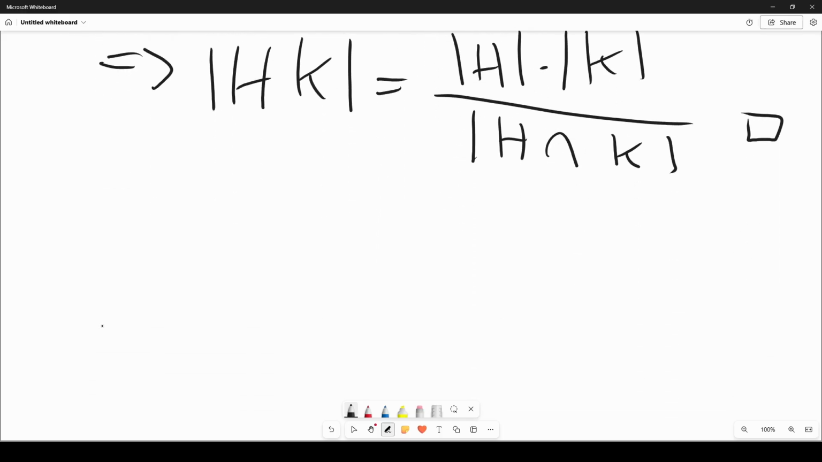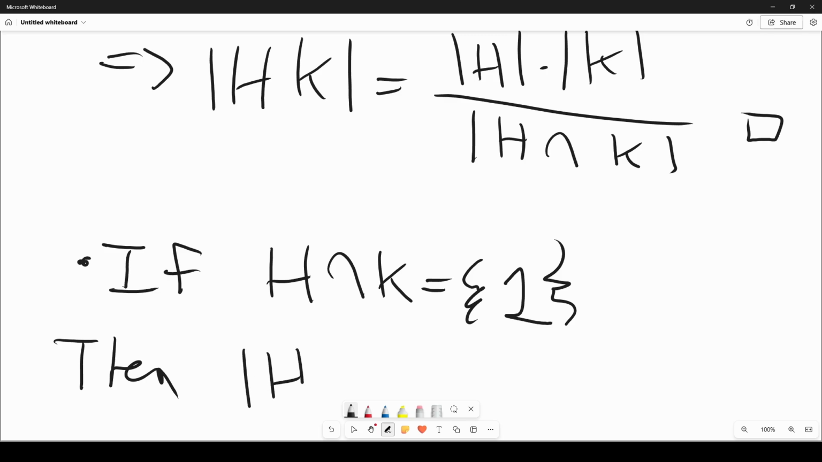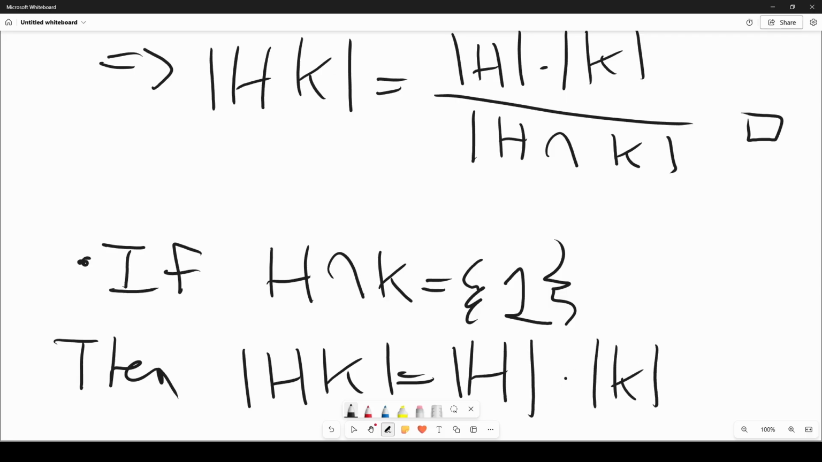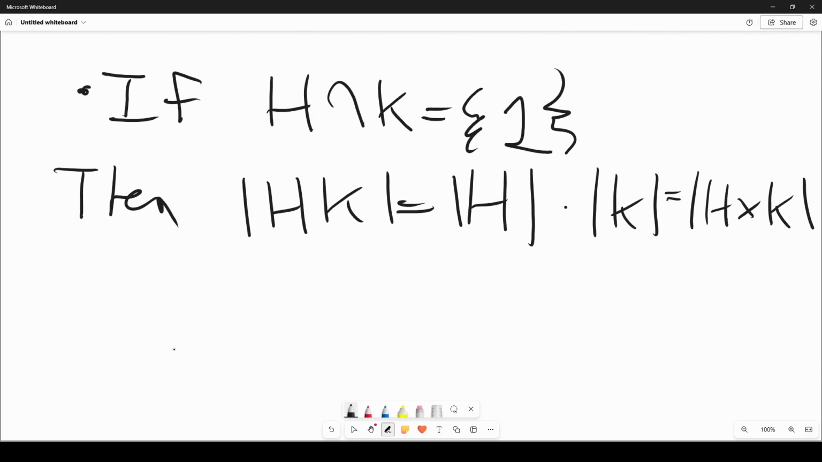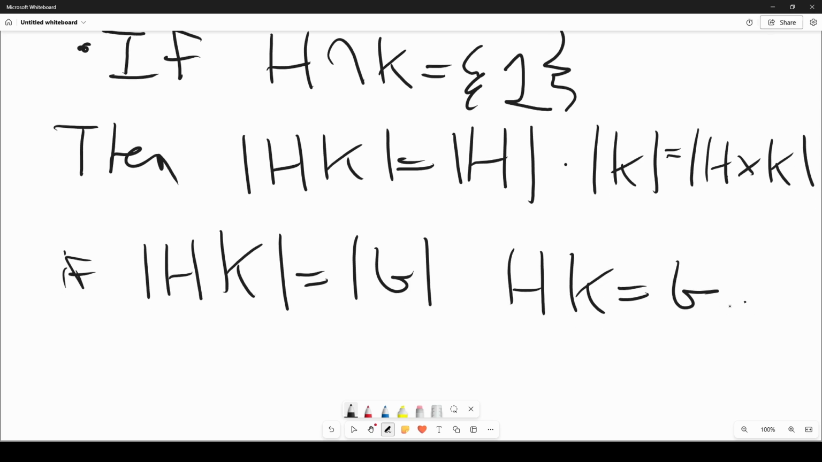Okay. So what this tells me is if I have that H intersect K is just the identity, or if it just has size 1, then I get the size of HK equals the size of H times the size of K, which is the size of H cross K. I also get that, well, if the size of HK equals the size of G, then HK equals G. So hopefully you should get an idea now of some of the assumptions we want to make to try to find a way of rewriting this subgroup product as a direct product and thus writing the group as a direct product.